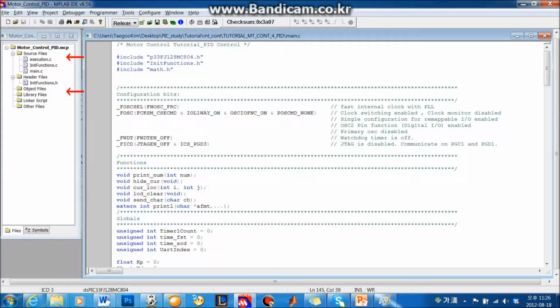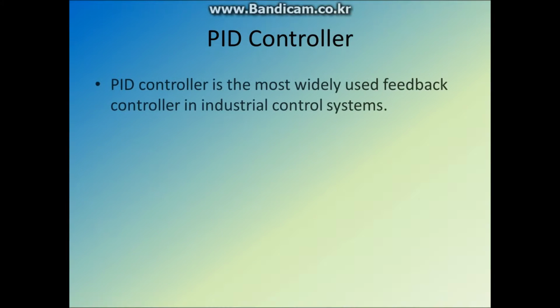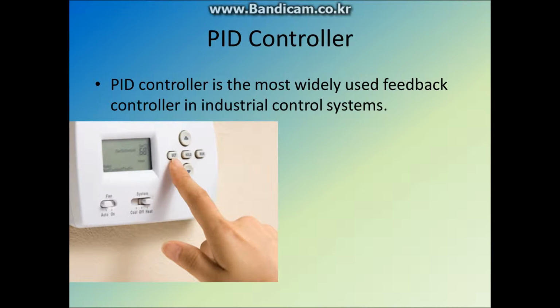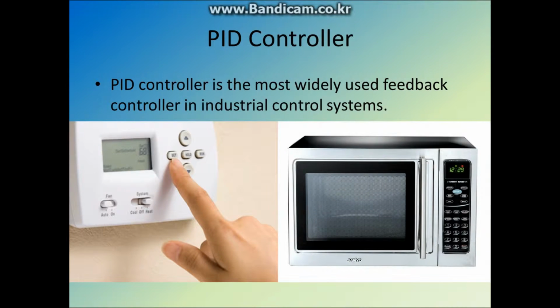Before we look at the sample code, let's talk about the PID controller first. PID controller is the most widely used feedback controller in industrial control systems. We can easily find the controller operated by the PID feedback control system around us. For example, thermostat and microwave keep their desired temperature that the user set up during operation.